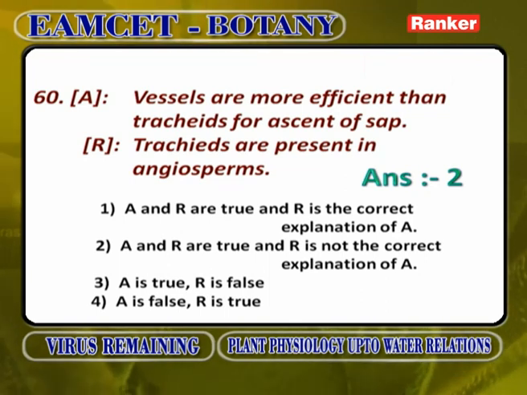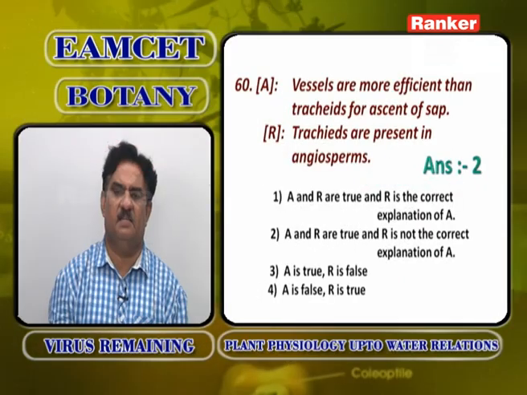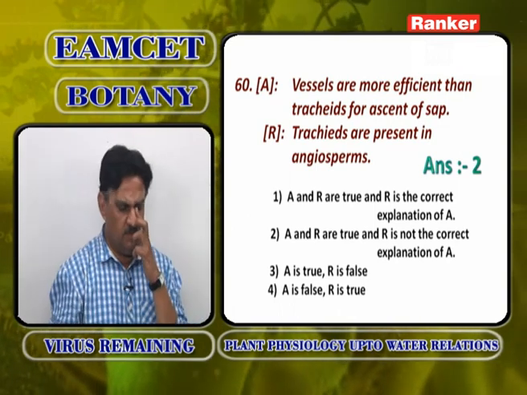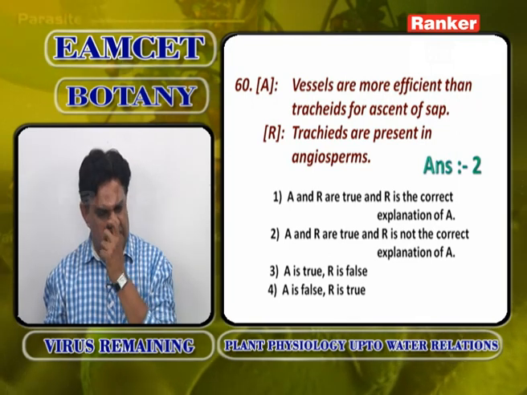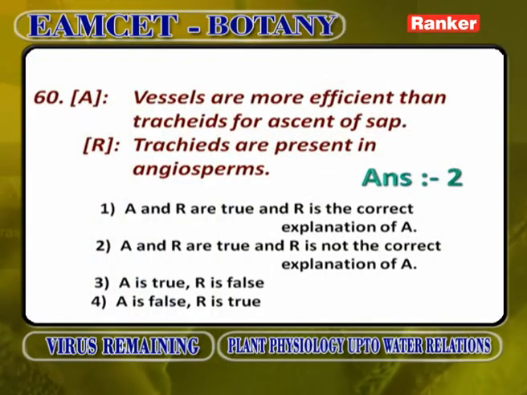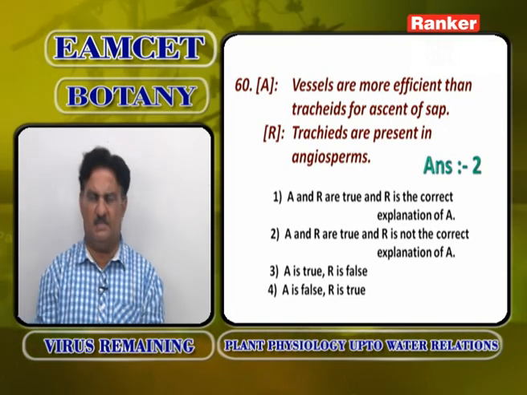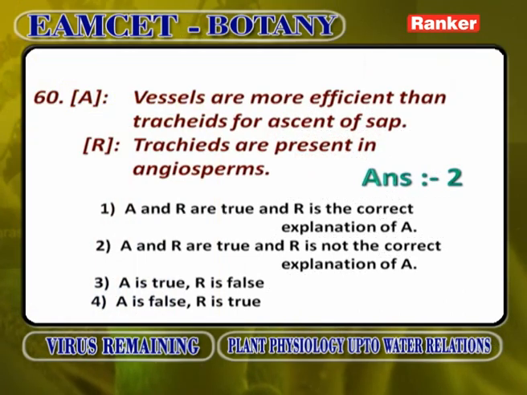Vessels are more efficient than tracheids in ascent of sap. Vessels are more efficient than tracheids in ascent of sap is proved. Tracheids are present in angiosperms. So, angiosperms also contain tracheids along with vessels. Vessels being more efficient than tracheids for ascent of sap is not linked with tracheids being present in angiosperms. So, both are not related, but both are correct statements. Vessels are more efficient than tracheids in ascent of sap is correct.